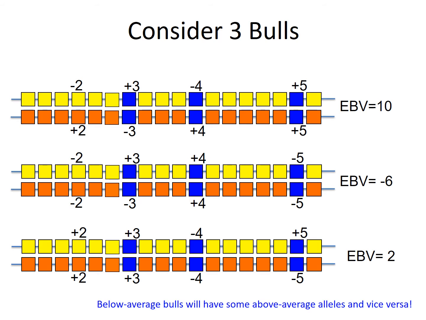One of the things you'll notice is that even the bull with the highest EBV here, the bull with an EBV of 10, has some negative forms of gene, and even the bull with the worst EBV, the one at minus 6, has some positive forms of the gene. And this is why it is that a bull that is below average will sometimes produce above average offspring, and a bull that is above average will sometimes produce average or below average offspring.